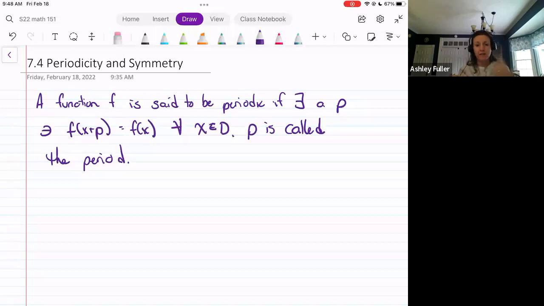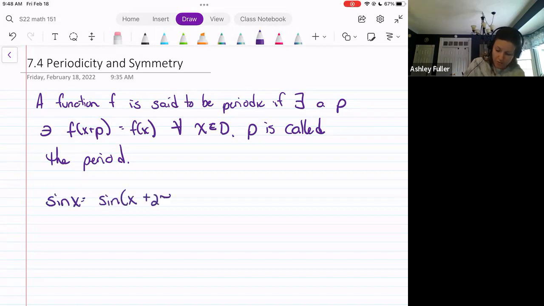In terms of sine and cosine, graphically, we already saw that the sine of x is equal to the sine of x plus 2 pi. If you picture the unit circle, we come back around to 2 pi every time. And likewise, the cosine of x is equal to the cosine of x plus 2 pi. Therefore, we say that the period of both sine and cosine is 2 pi.